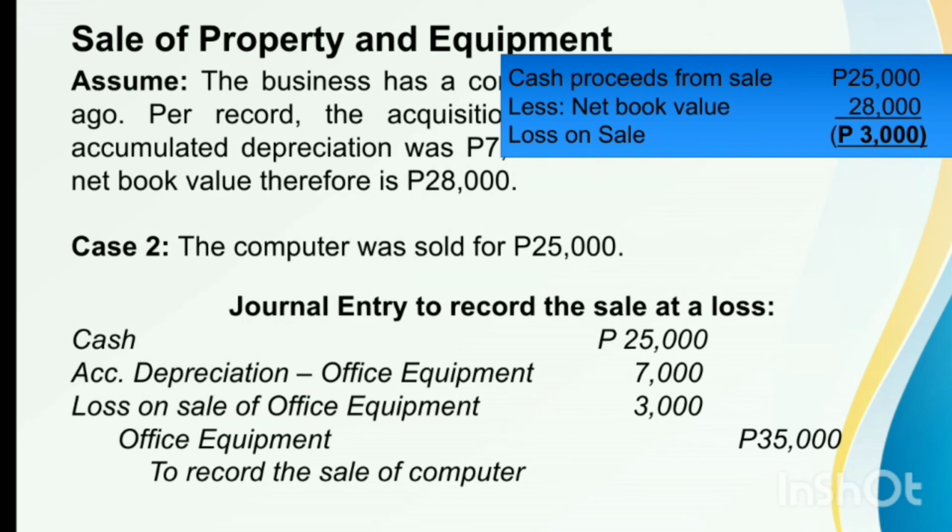And this is now the journal entry to record the sale at a loss. So debit cash, 25,000. So that is the cash we receive from the sale, 25,000. Debit accumulated depreciation office equipment, 7,000. And then we have here the loss on sale of office equipment, 3,000. And then credit to office equipment, 35,000 pesos. This is to record the sale of computer. So take note again that it's not only the office equipment that is removed from the records, but also its valuation account.